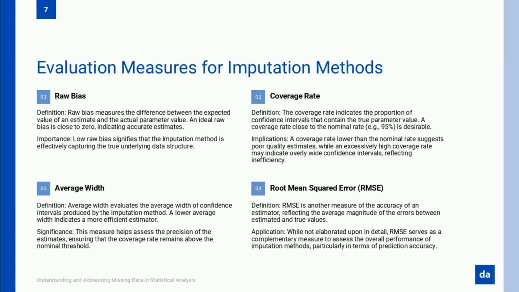Evaluating imputation methods is crucial because missing data can seriously impact the validity of statistical analyses. By examining bias, coverage rate, interval width, and RMSE, we ensure that the chosen method provides reliable, accurate, and efficient results. These measures help us decide whether the imputation method is helping fill the gaps or creating new problems of its own. Let's dive into the simulation study design.